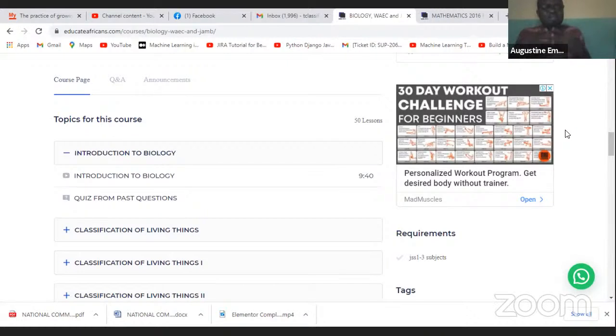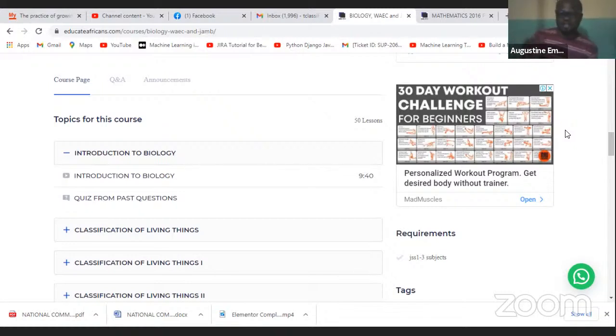Then we'll talk about growth, the ability to increase in size. Excretion, the ability to remove toxic materials from our body. Then reproduction, the ability to give birth to young ones, and death, dying after the whole thing. So those are the characteristics of living things.